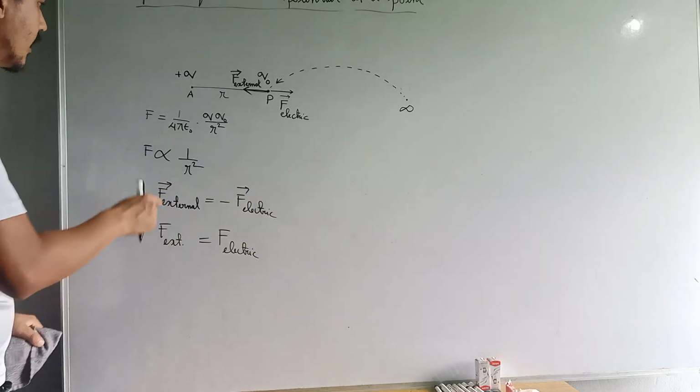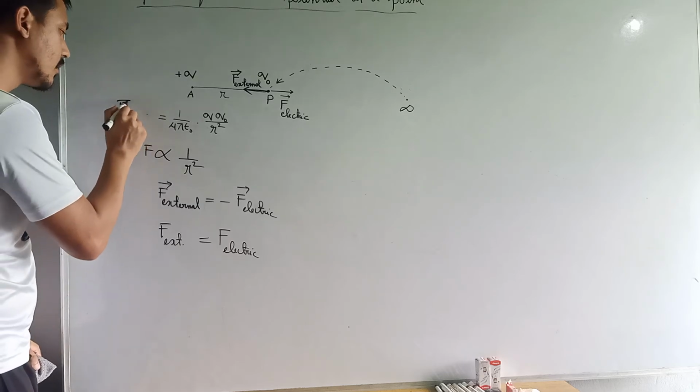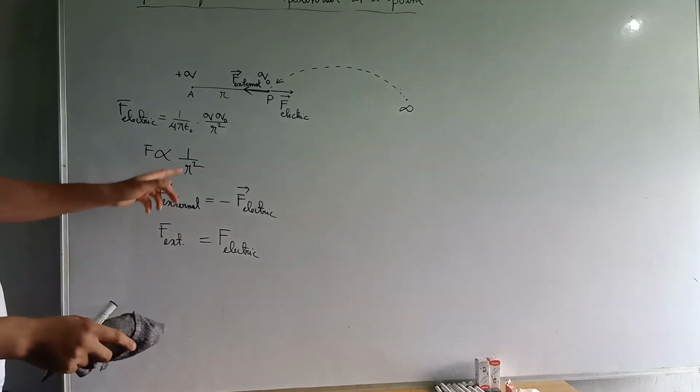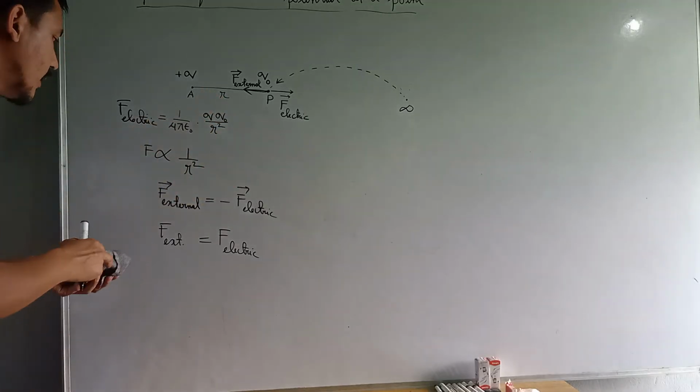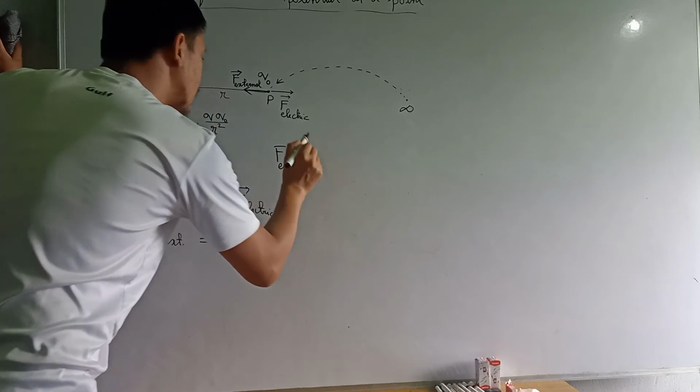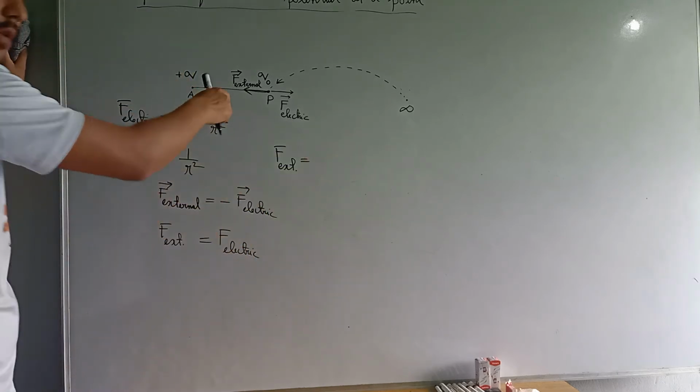Alright. Now this is your electric force, 1 by 4 pi epsilon naught into Q naught upon R square. Then what will be your external force? F external will also be equal to this, equal in magnitude.